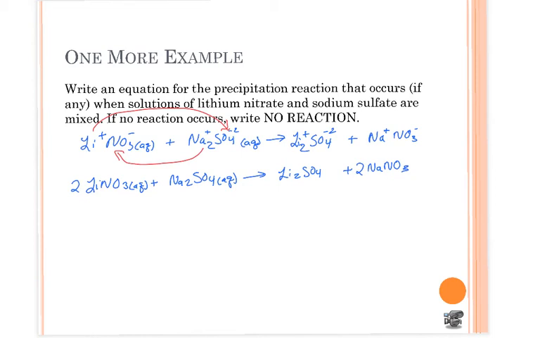Okay, so sulfate is generally soluble. It has some exceptions, but lithium is not one of them. Lithium is actually soluble for everything, no exceptions. So this is going to be aqueous. And nitrates are soluble with no exceptions, so that's going to be aqueous. Well, guess what? Since both of these are aqueous, we have no reaction. We do not see a precipitate.